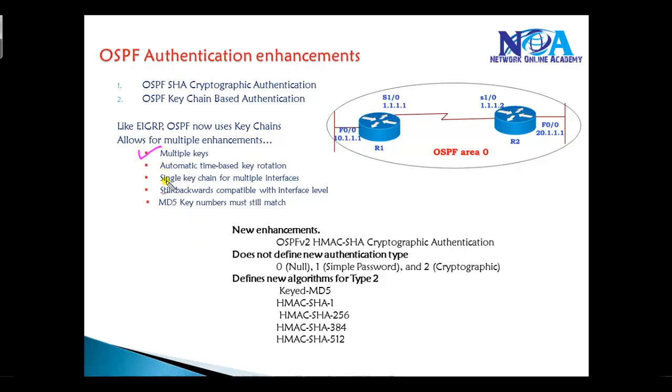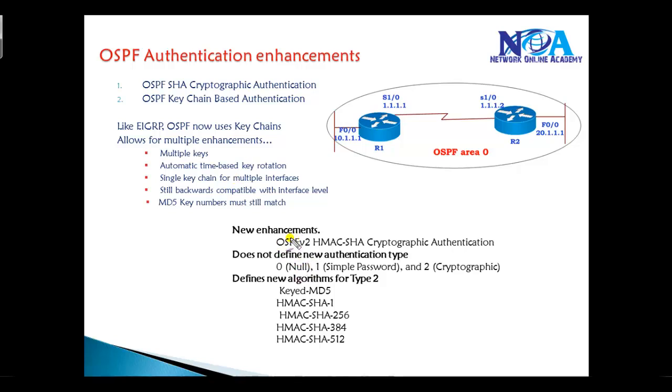Like we can use multiple keys, we can use automatic key rotation just like we do in RIP and EIGRP, by creating key numbers and key strings, and we can have a single keychain for multiple interfaces. At the same time, it is a little bit backward compatible with the interface level configurations as well if you're using the MD5 authentication process. Now the MD5 key number and the key string have to match at the same time, like in normal cases like we do in RIP or EIGRP.